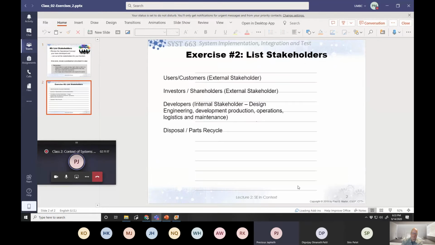All right, so for our stakeholders, we have the users and the customers as the external stakeholders, and the shareholders are external stakeholders as well. The internal stakeholders would be design engineering, development, production process, logistics, maintenance, and all of that. And we would also consider the users when it comes to disposal and parts recycling.